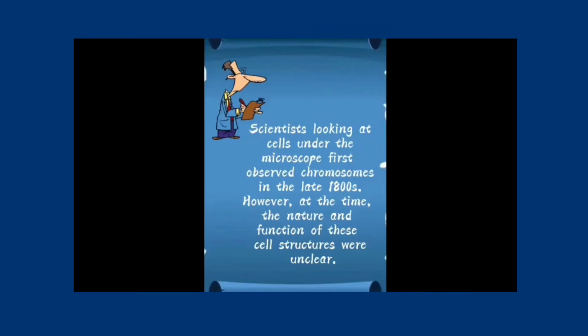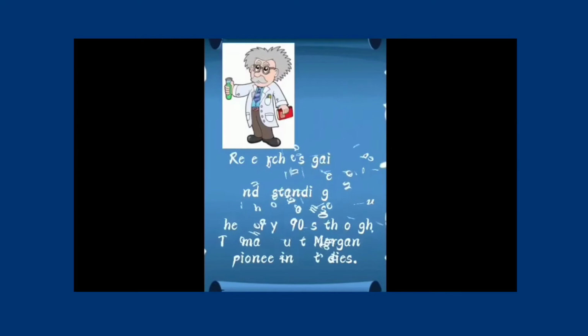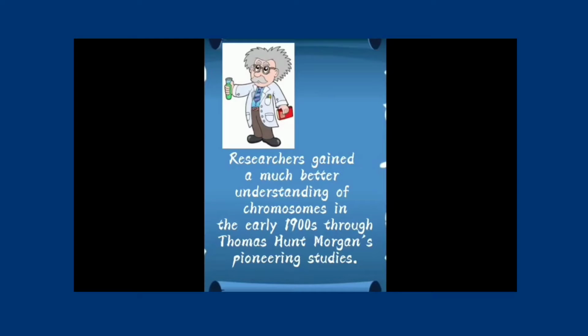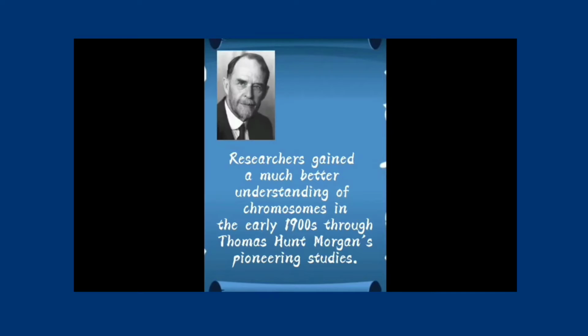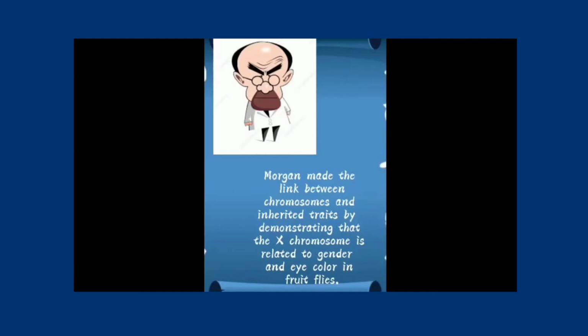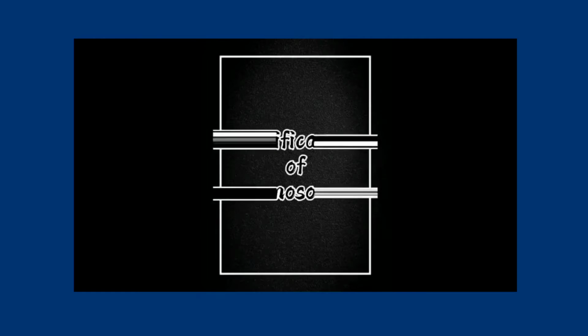Scientists looking at the cell under the microscope first observed chromosomes in the late 18th century. However, at the time, the nature and function of this cell structure were unclear. Researchers gained a much better understanding of chromosomes in the early 19th century through Thomas Hunt Morgan's pioneering studies. Morgan made the link between chromosomes and inherited traits by demonstrating that the X chromosome is related to gender and eye color in fruit flies.